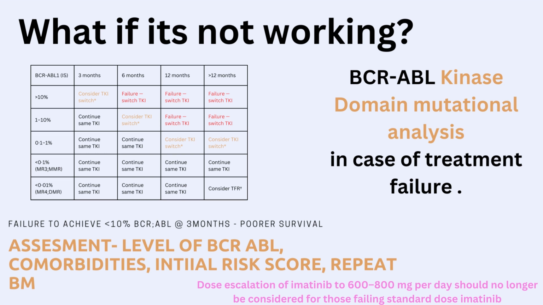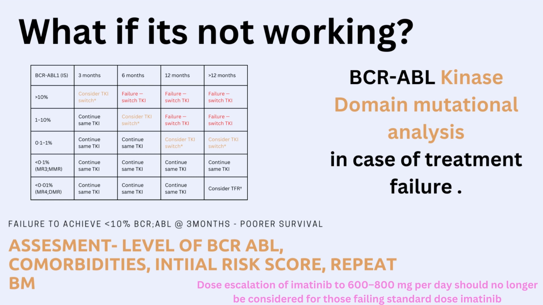The choice of second-line therapy is based on comorbidities, and you initially have to be guided by BCR-ABL kinase domain mutational analysis. So you would repeat a bone marrow and check that the patient is still in the chronic phase and not going towards blast crisis. It's no longer recommended for patients to escalate their dose of imatinib if they are failing the standard dose, though 600 milligrams could be considered for people with a suboptimal response with no evidence of a mutation and they're tolerating the standard dose.